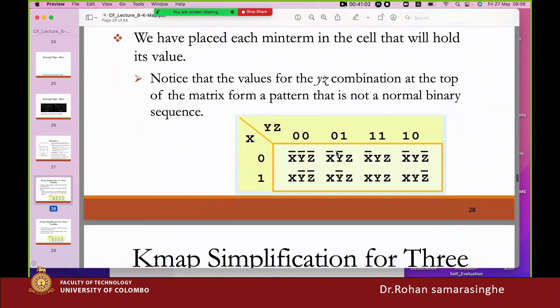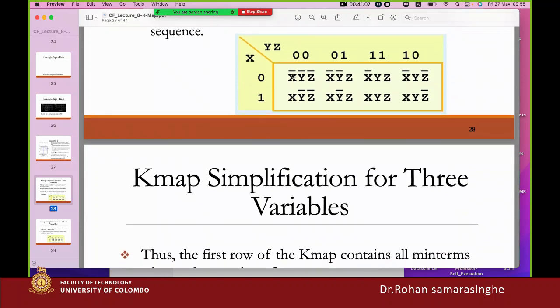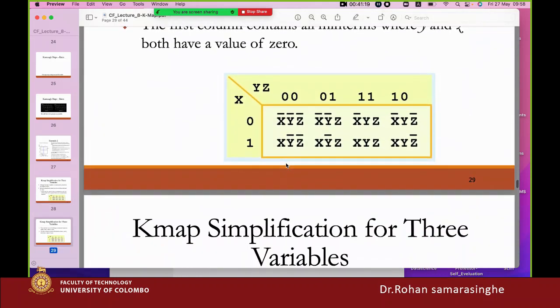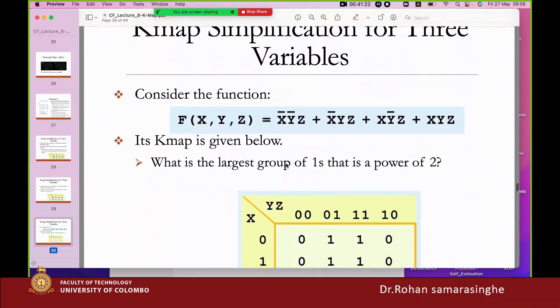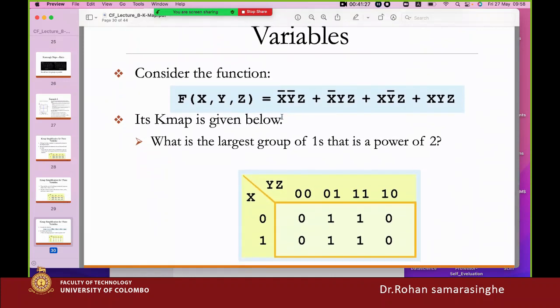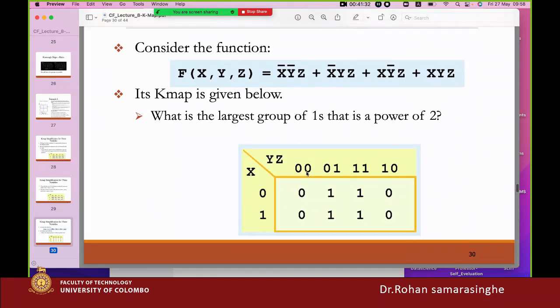Then you can easily mark. If there are minterms to satisfy this, put 1. If there is no minterm for this one, put 0. Let's see. We have been given like this: x bar y bar z, x bar y z, x y bar z and x y z. Let's mark together: 0, 0, 0, 1, 1, 1 and 1, 0. This is very, very important in your exam also.